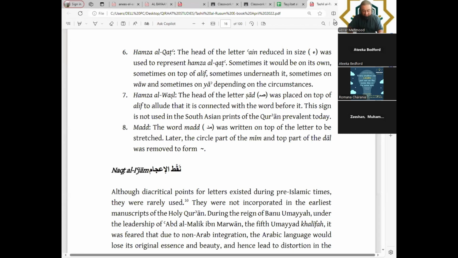Number 6, Hamza al-Qat. The head of the letter Ain, reduced in size, was used to represent Hamza al-Qat. Sometimes it would be on its own, sometimes on top of alif, sometimes underneath it, sometimes on waw, and sometimes on ya, depending on the circumstances.